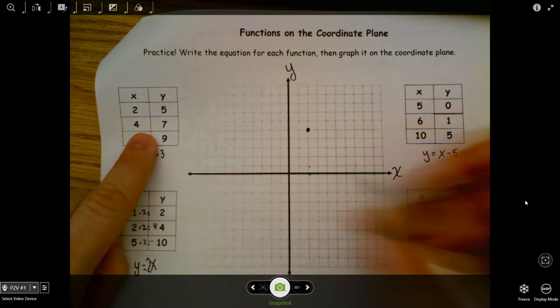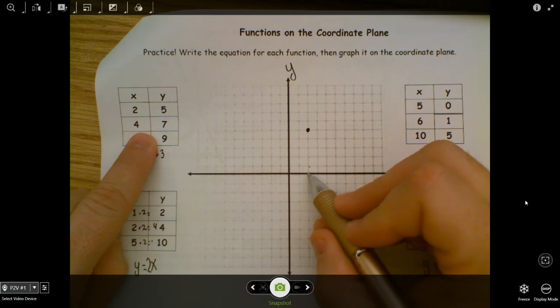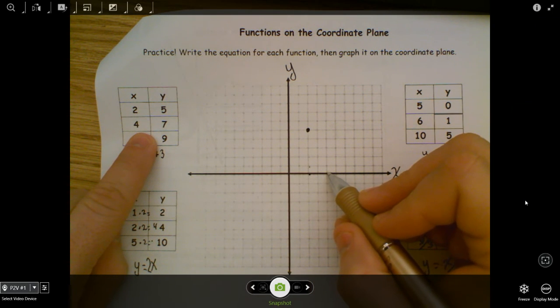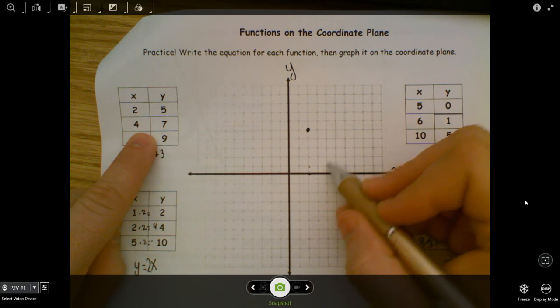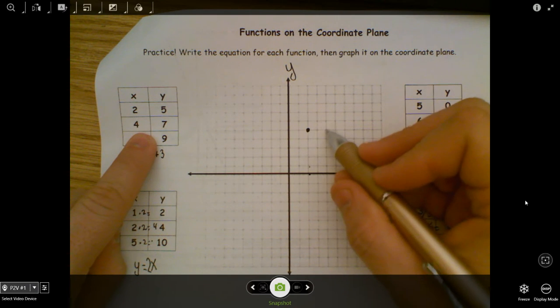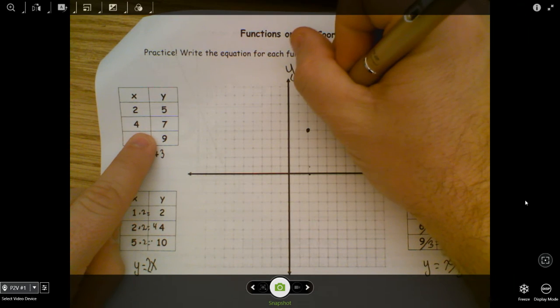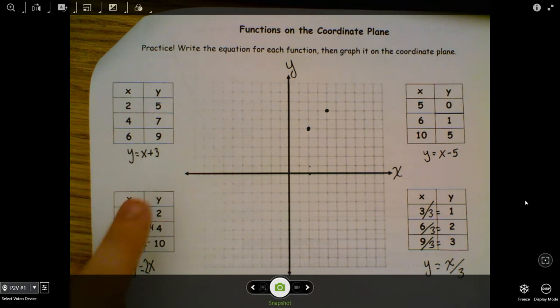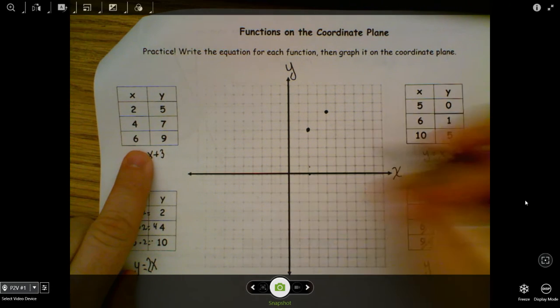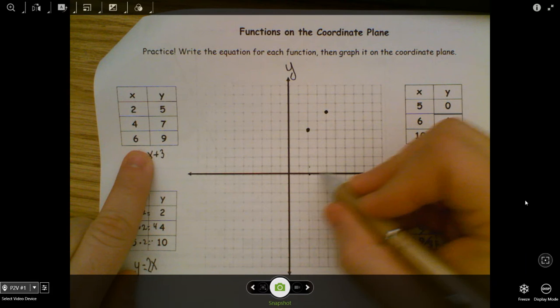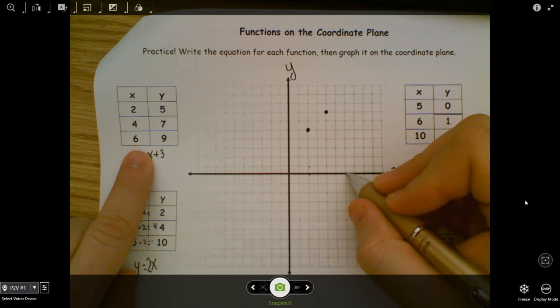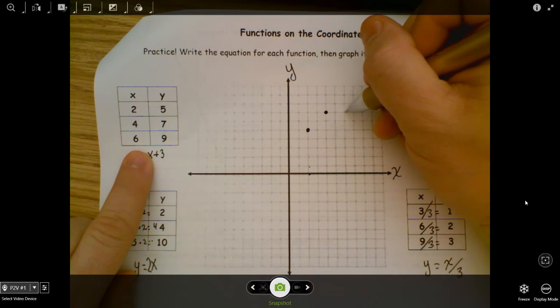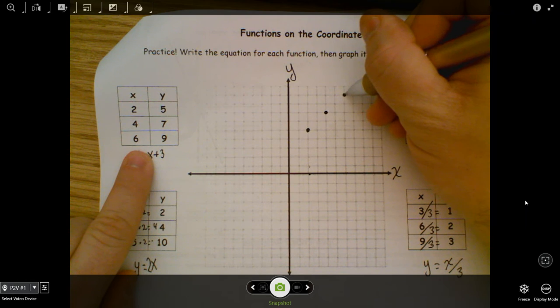Now 4, 7. So I go over 4. 1, 2, 3, 4. These are all positives right now. Up 7. 1, 2, 3, 4, 5, 6, 7. Don't go so fast that you lose count. And remember, pause if you need to. Over 6. 1, 2, 3, 4, 5, 6. Up 9. Well, that's 7, 8, 9.